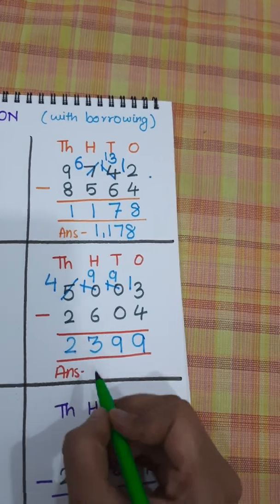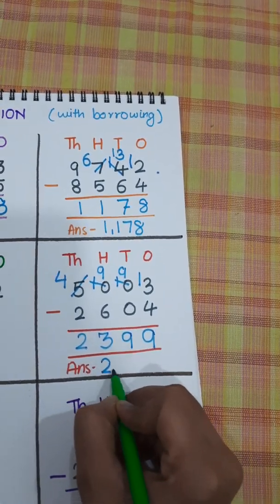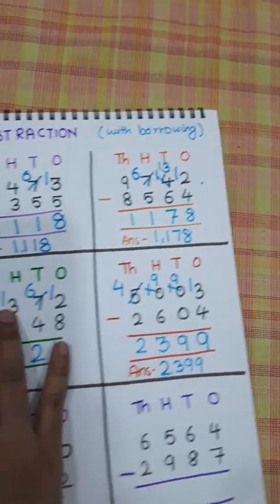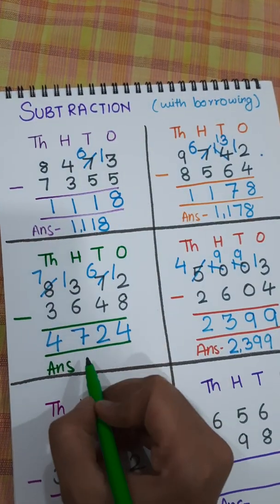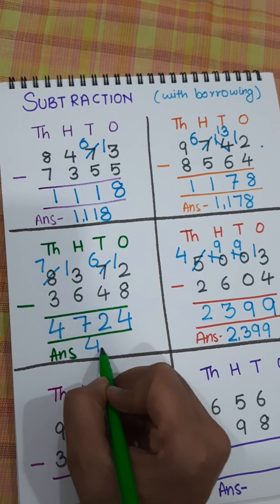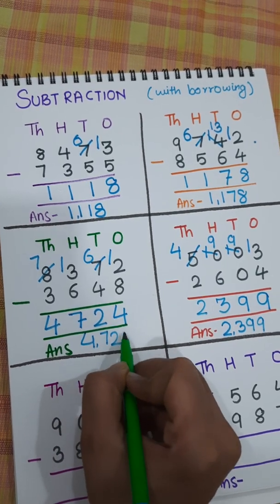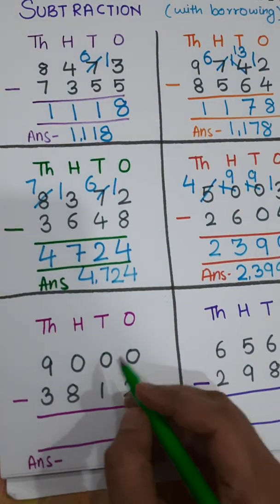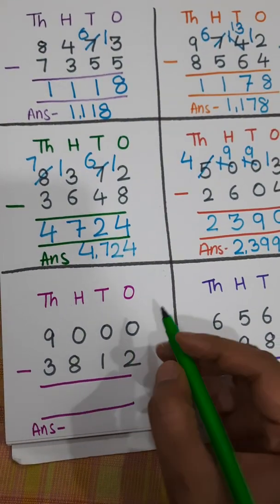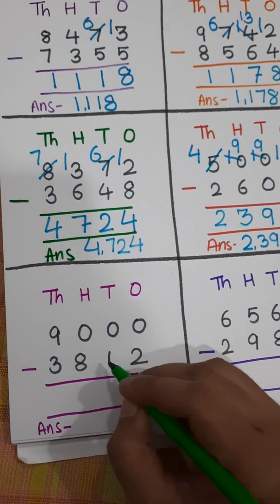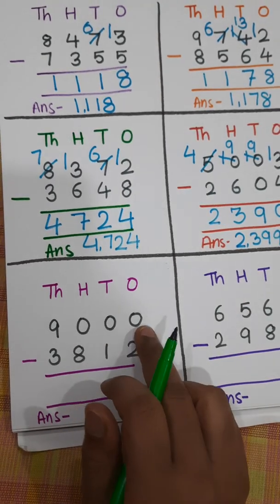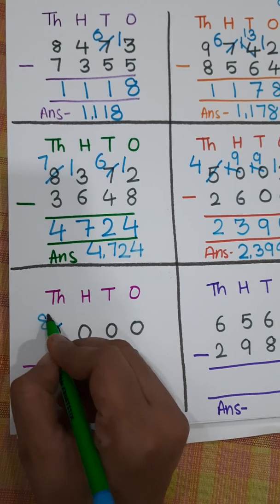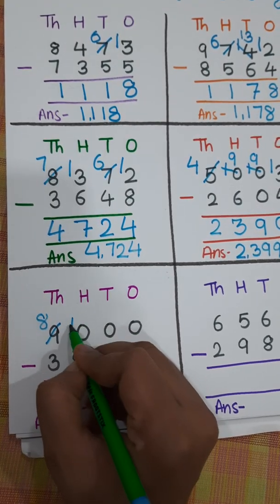So writing the answer, very important to write the answer. It is 2399. We forgot to write the answer in the previous example. 4724. So now next example, here all are zeros, but I have in the subtrahend 2, 1 and 8. So from whom will I borrow? 9. So I have borrowed from 9, it becomes 10.